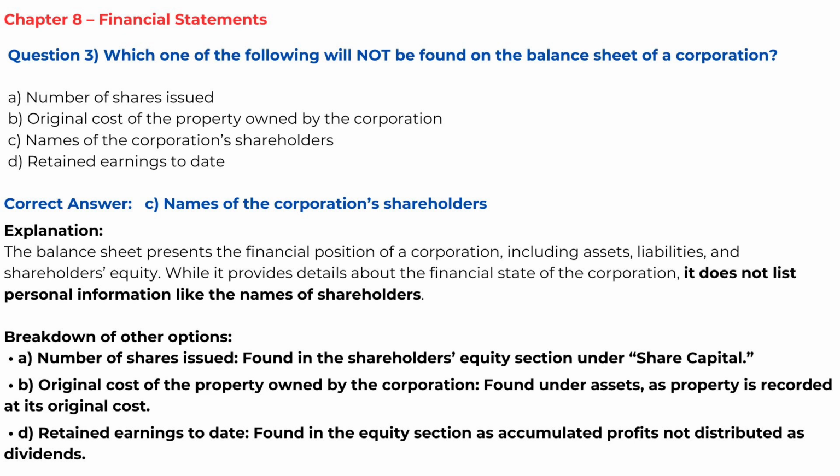Breakdown of other options. A. Number of shares issued, found in the shareholders' equity section under share capital. B. Original cost of the property owned by the corporation, found under assets, as property is recorded at its original cost. D. Retained earnings to date, found in the equity section as accumulated profits not distributed as dividends.